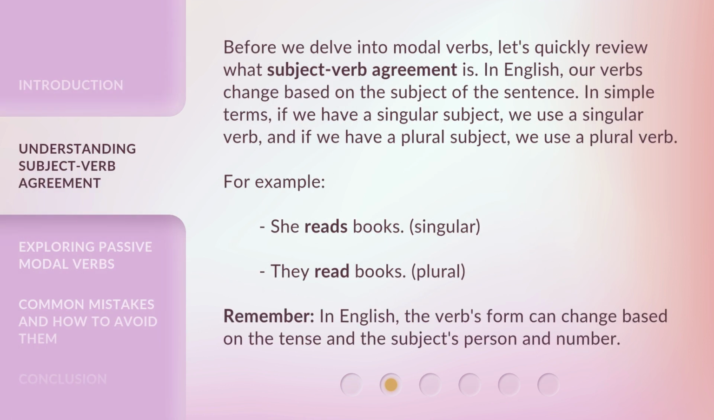Before we delve into modal verbs, let's quickly review what subject-verb agreement is. In English, our verbs change based on the subject of the sentence. In simple terms, if we have a singular subject, we use a singular verb, and if we have a plural subject, we use a plural verb. For example, she reads books. Singular. They read books. Plural. Remember, in English, the verb's form can change based on the tense and the subject's person and number.